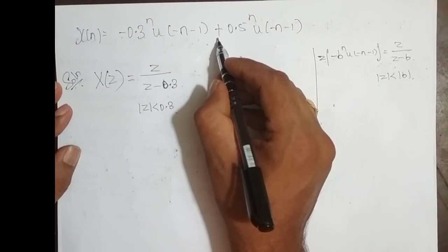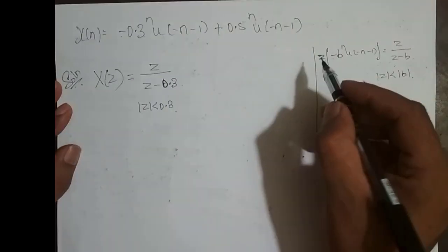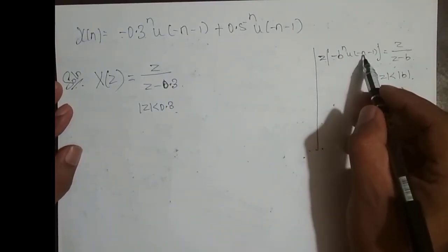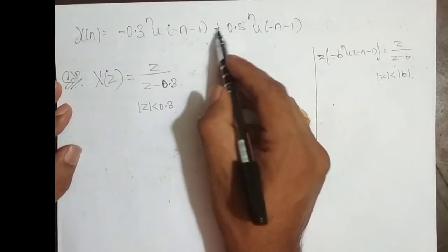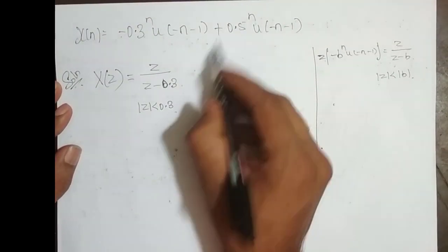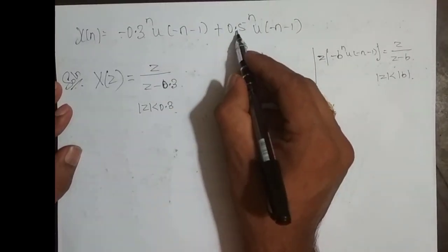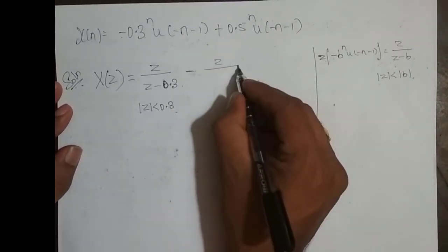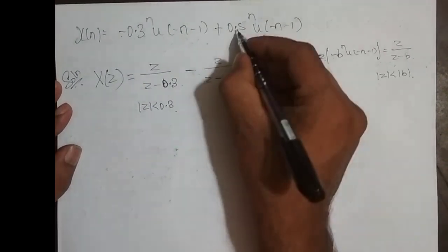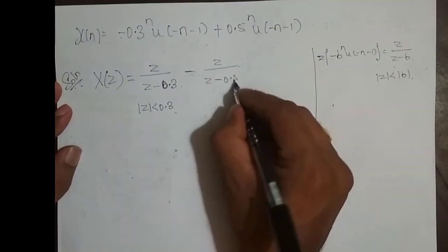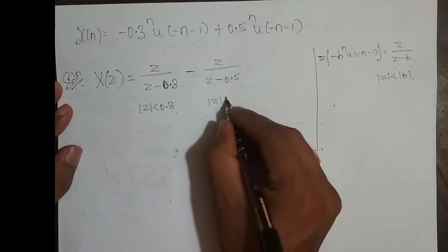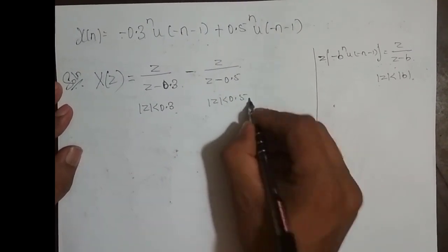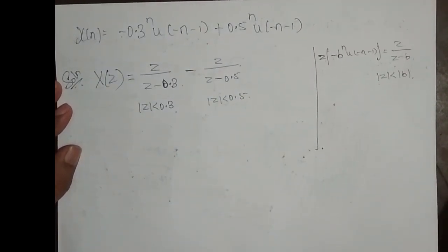Now, we derived this for minus b power n u of minus n minus 1. What we have here is plus, so you have to change the sign. Now 0.5 power n u of minus n minus 1 is z divided by z minus b, which is 0.5, and here the ROC is magnitude of z less than 0.5.